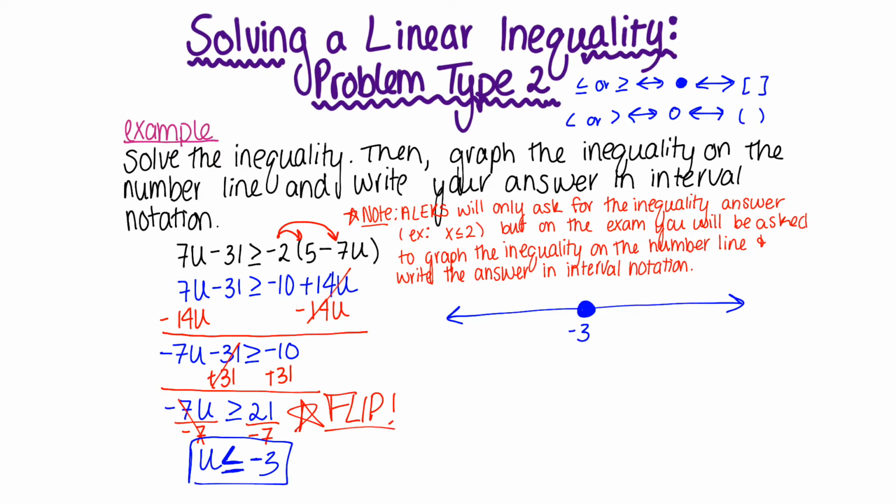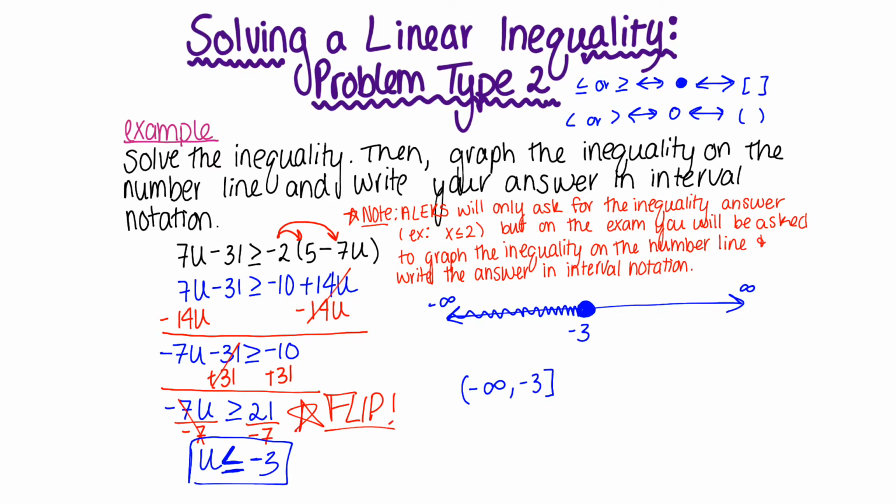U is less than or equal to negative 3, so we're going in the less than direction, which is this direction here. If we read the highlighting from left to right, we start at negative infinity, and infinities always get parentheses. Then we go all the way up to negative 3, and it gets a bracket because it was a closed circle. And that's my interval notation answer.